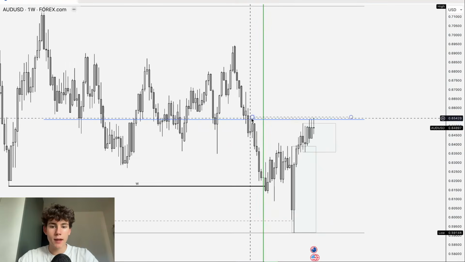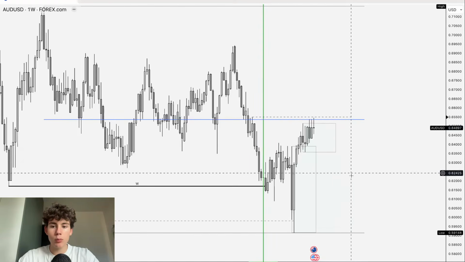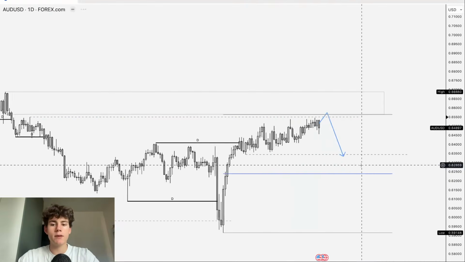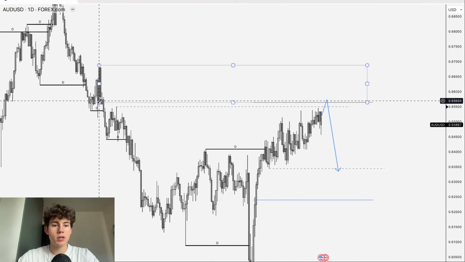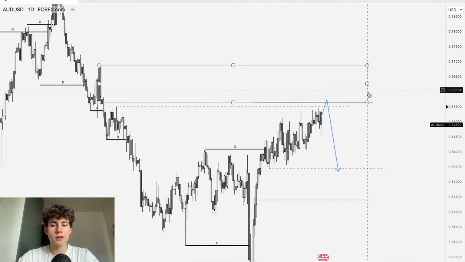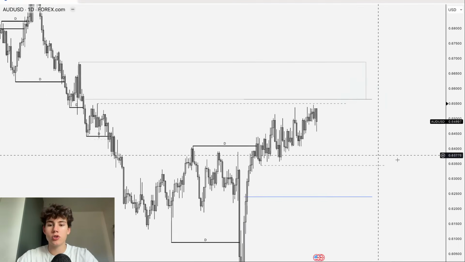Now keep in mind, we still have some more liquidity open over here, which we could definitely take out before moving down lower. So that's definitely something that I'm keeping in mind before taking any short setups. And as you can see, we also have an open supply zone as well. So that's definitely looking to get tapped before shorting.